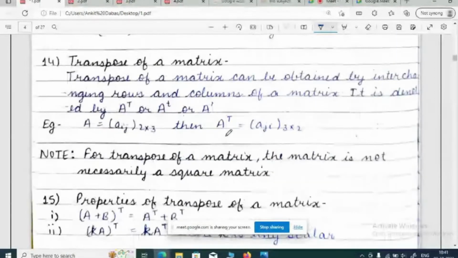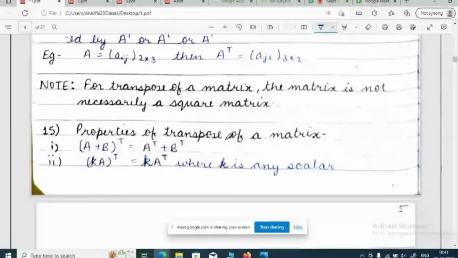Next is transpose of a matrix. If we interchange the rows and columns, the first row of the matrix is converted into the first column, the second row into the second column. In this way, if we interchange rows and columns of a matrix, we get the transpose of a matrix. And if the order of the initial matrix was m cross n, then the order of the transpose will be n cross m.